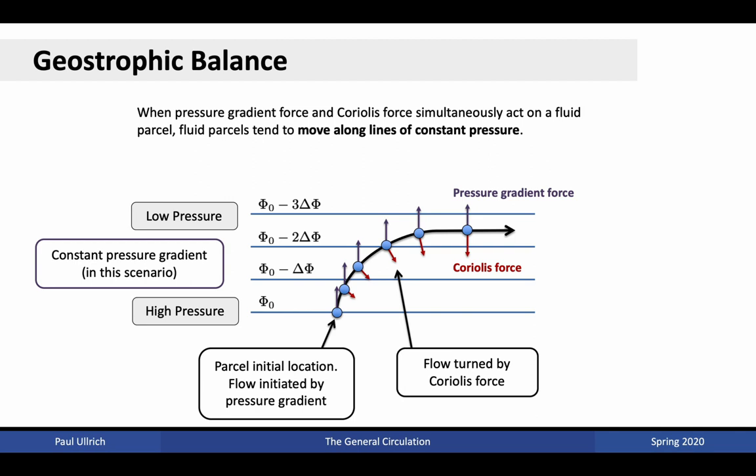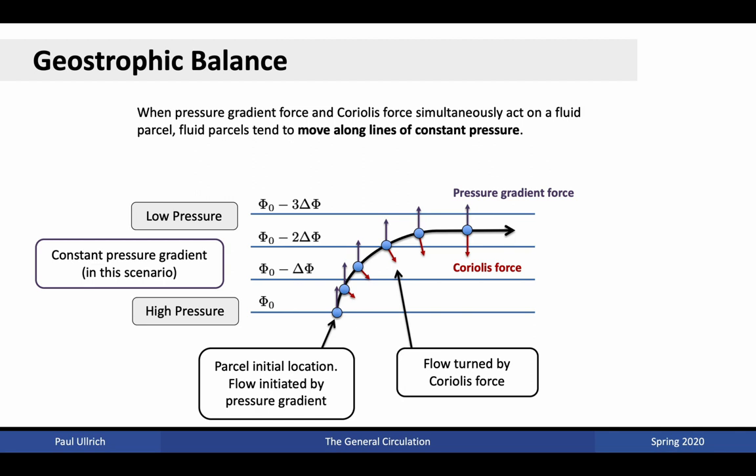So, for instance, in this case, if the top of the diagram represented north and the bottom south, we would find that the pressure gradient force acted northward, the Coriolis force acts southward, and the fluid parcel tends to propagate to the east. Again, the velocity of the fluid parcel to the east indicates that the Coriolis force is acting to the right of the fluid parcel motion, thus is acting to the south.